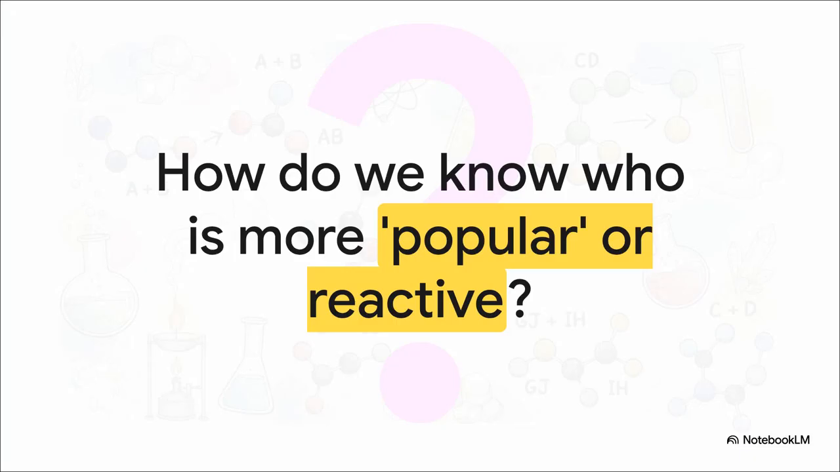But that's the big question, isn't it? How do we know who gets to cut in? In the world of chemistry, how can we tell which element is more popular and has the power to just kick another one out? Is there like a VIP list for this party?